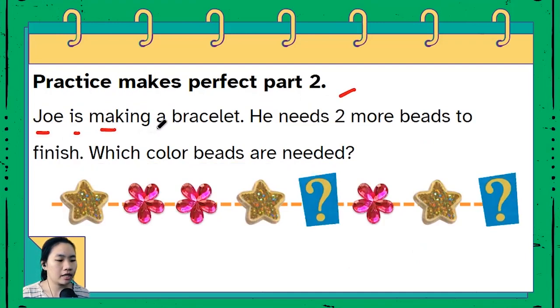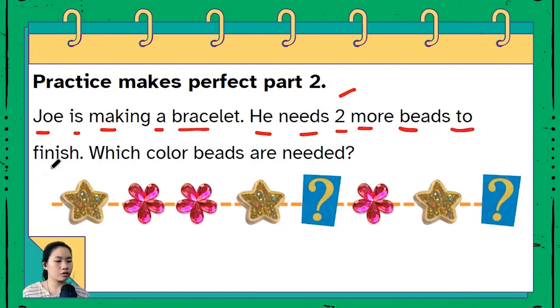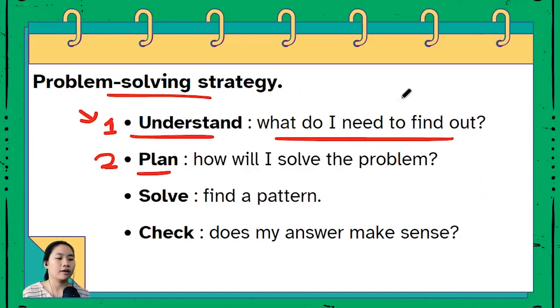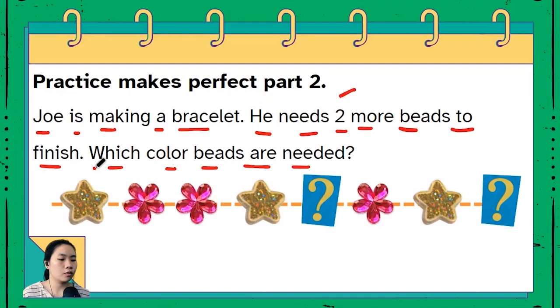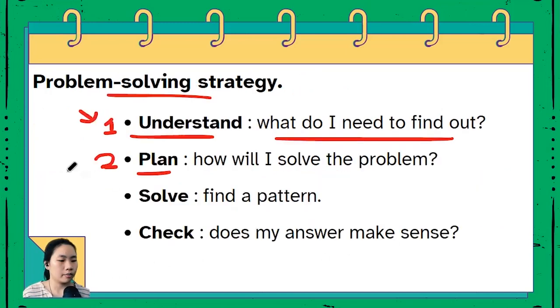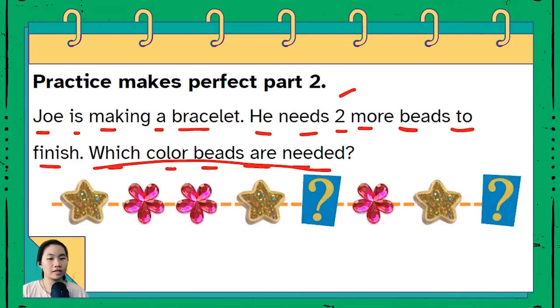Joe is making a bracelet. He needs 2 more beads to finish. Which color beads are needed? Step 1. Understand. What do I need to find out? Which color beads are needed? Okay, he's missing 2 beads, and now he needs to know what those 2 beads are. Number 2. Plan. How will I solve the problem? We can solve the problem once again with a pattern unit and assigning numbers.